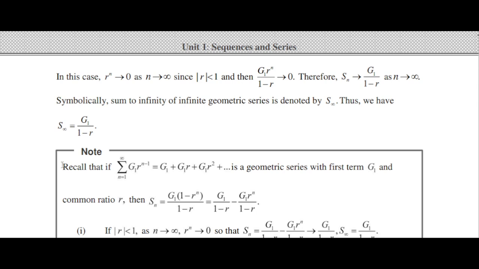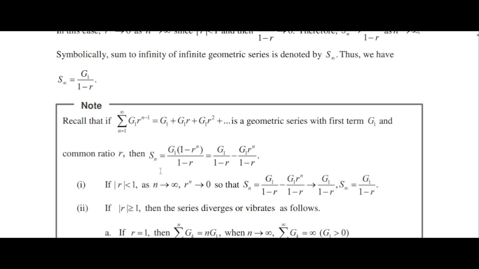Note: recall that the summation from n equals 1 up to infinity of g1 r to the power of n minus 1, when n is equal to 1, the exponent is 1 minus 1, 0, so the first term will be g1, plus g1 r, plus g1 r squared, and so on. It is a geometric series with first term g1 and common ratio r. Thus, Sn can be computed using this formula.